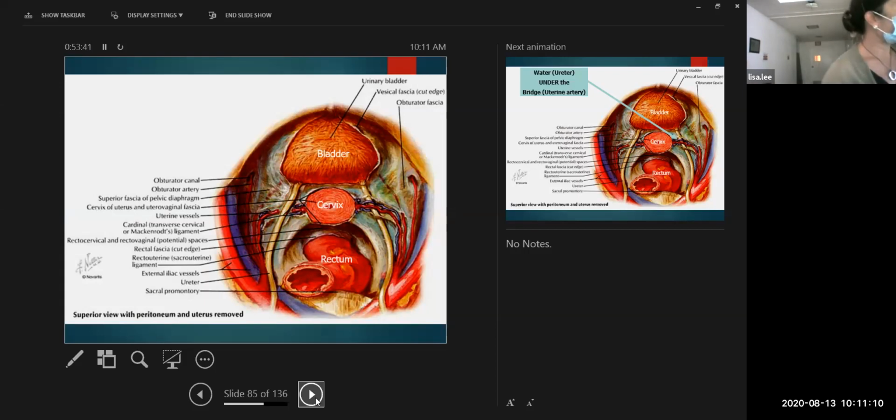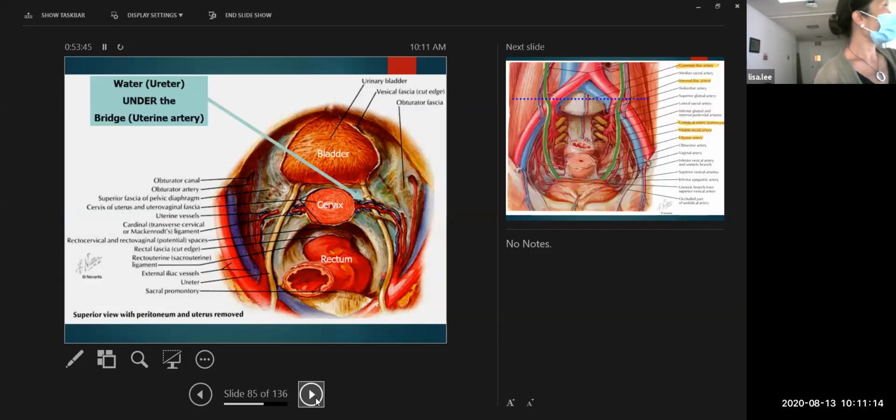And there's that classic relationship, the water under the bridge, right? So those are the uterine arteries going over your ureters. And it's close. Okay, now this is a normal cervix. What happens when you have a cervical fibroid? What happens when you have a big cervical cancer in there? That cervix gets bigger, and what happens? It gets closer to the ureter.